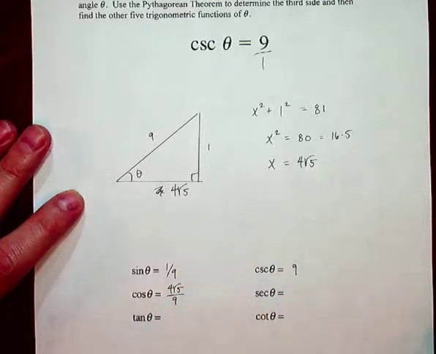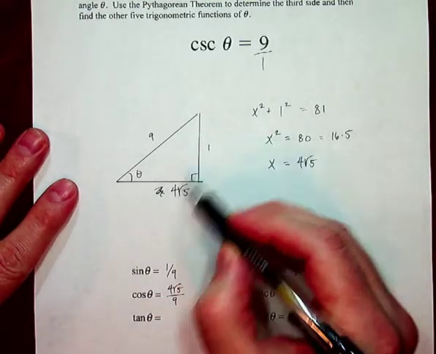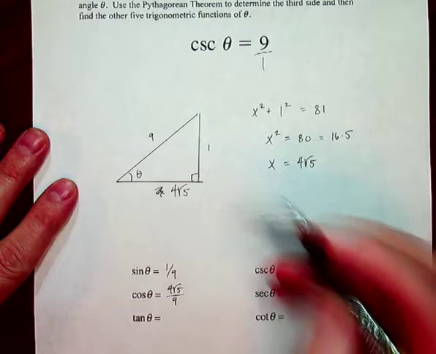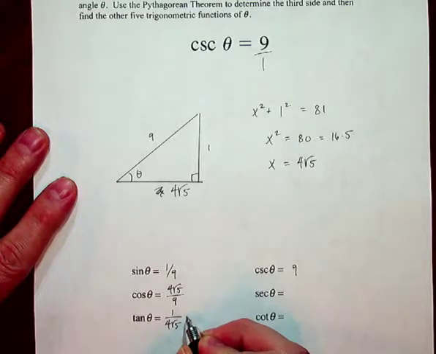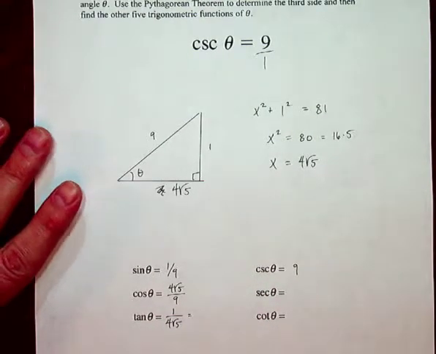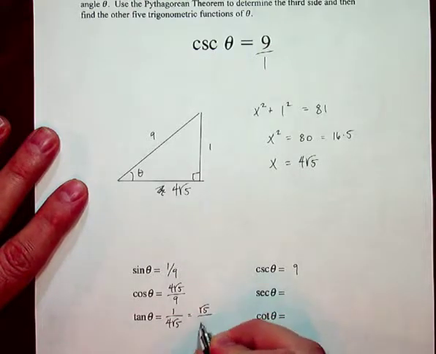Tangent is going to be opposite over adjacent. So it's going to be 1 over 4 root 5. And if I need to go ahead and rationalize that denominator, I multiply it by root 5 over root 5, and I get root 5 over 20.